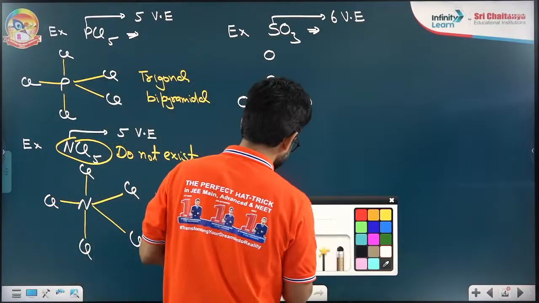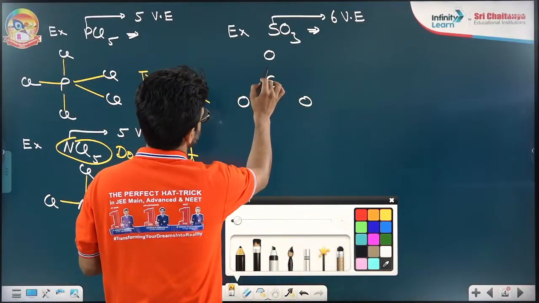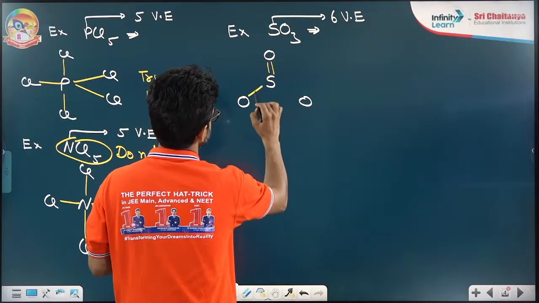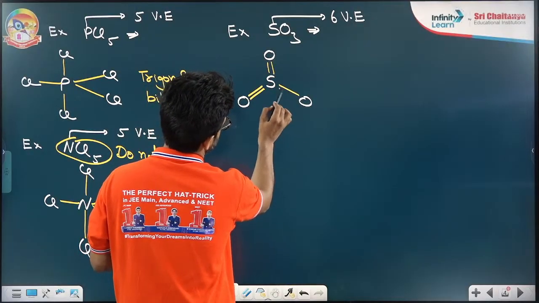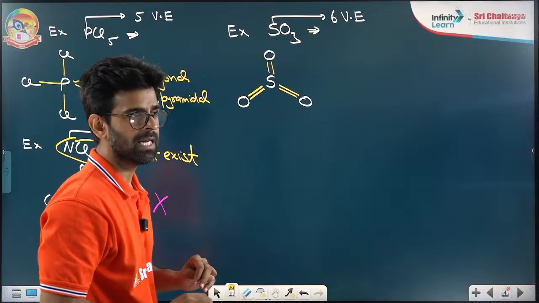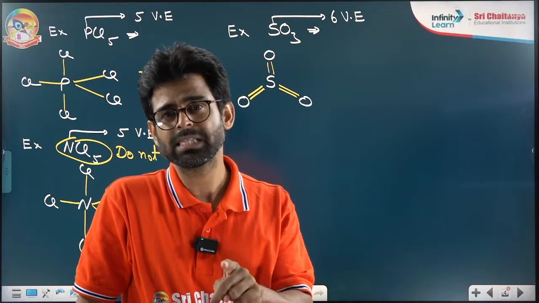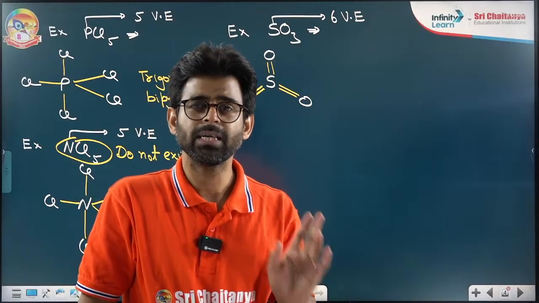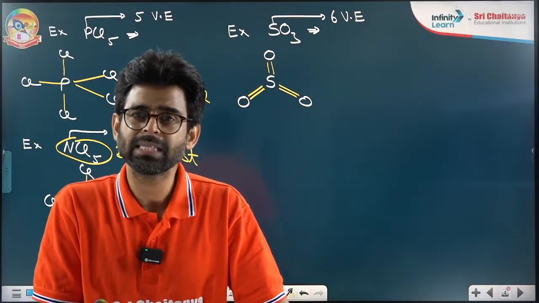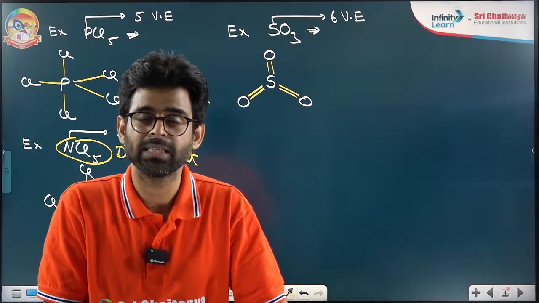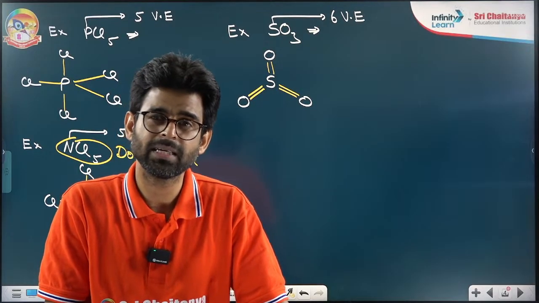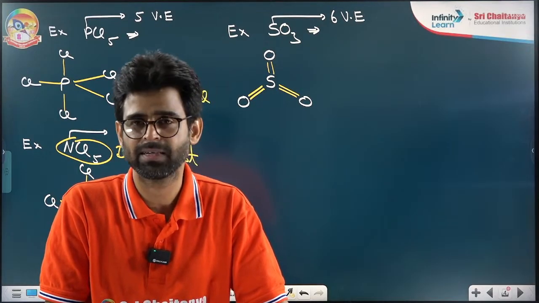So I am making here 2 bonds. Oxygen formed here how many? 2 bonds, double bond here, double bond, and double bond. Sulfur was having 6 valence electrons, and all 6 valence electrons are used in making 6 bonds, so there is nothing left.